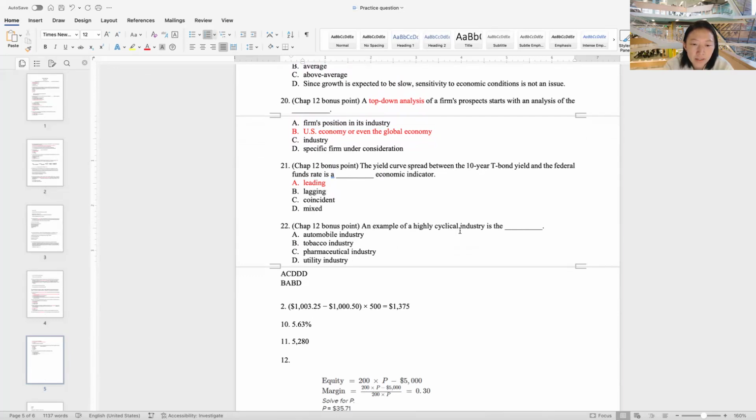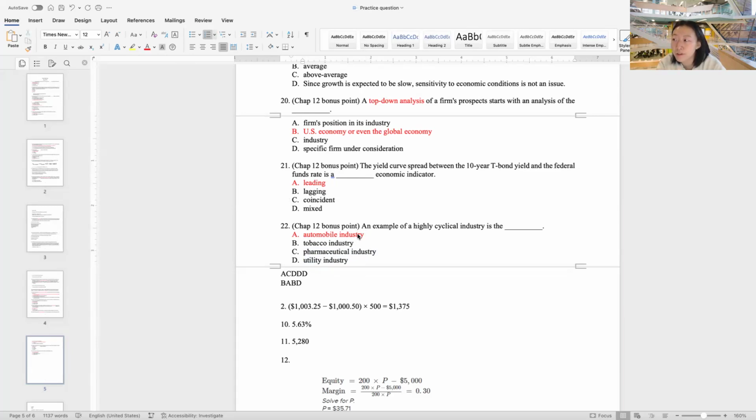An example of a highly cyclical industry is, so the industry which moves closely with the whole economy, not utility, not pharmaceutical. These are the two opposite examples. So automobile or tobacco. I think it's this A. People buy more cars and the company sells more cars when the economy is good. It's not consumer staples, it's consumer discretionary.